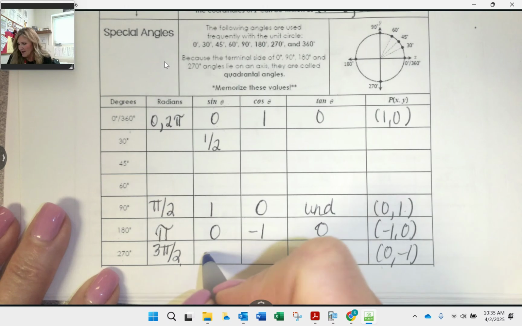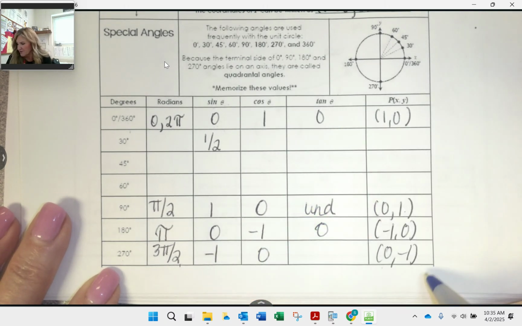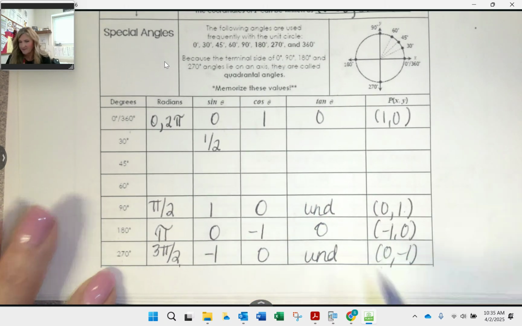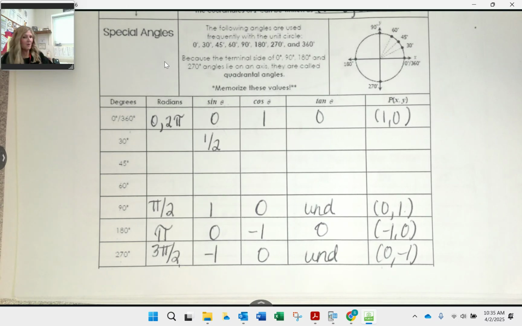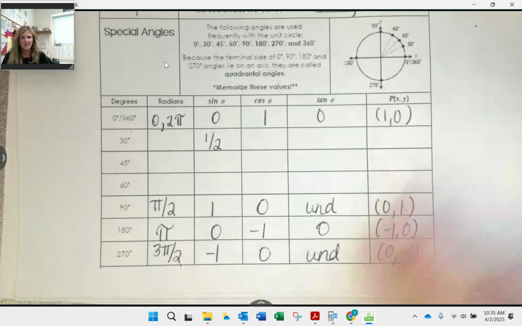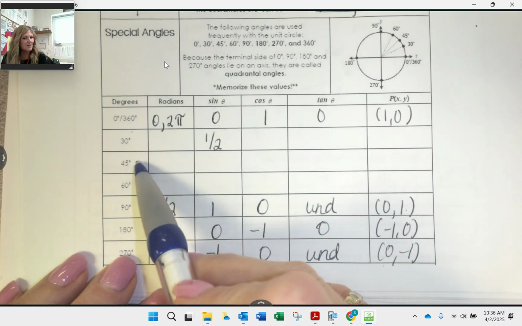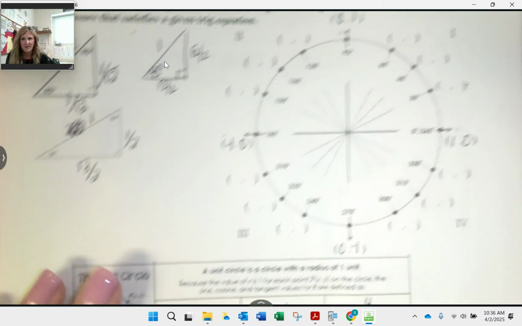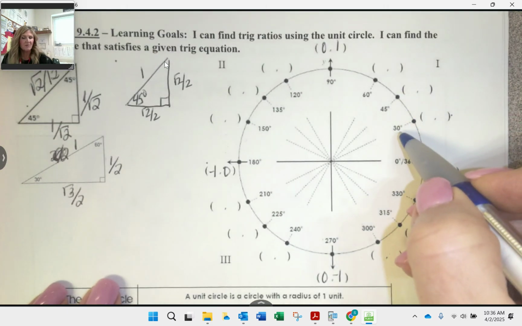The sine is the y value. Cosine is the x value. Tangent is y over x, undefined. Went through that kind of fast, and you can go back and look at that later if you need to. Okay, now we're going to go to this 30, 45, and 60. All right, these are a little more difficult.